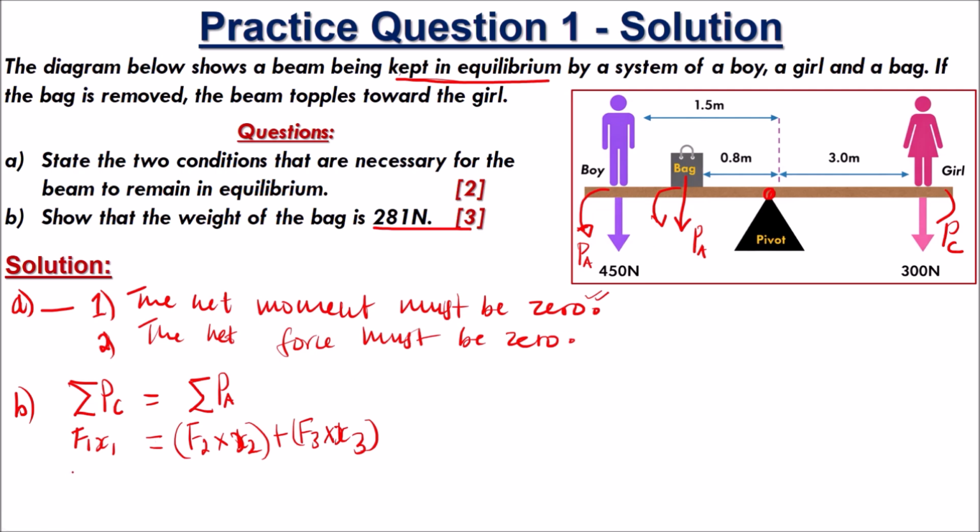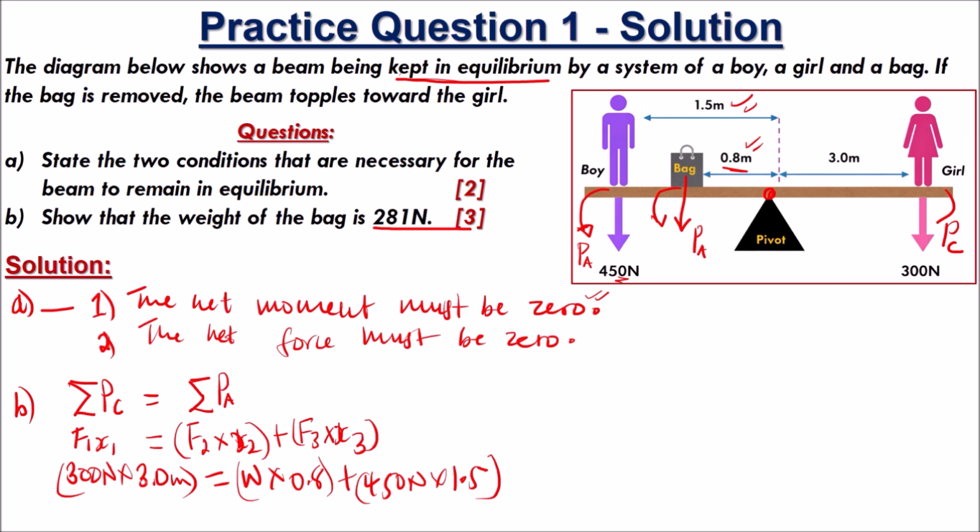This being done, the next thing is substitution. Force 1, distance 1 clockwise is 300 for the girl. 300 newtons times her distance, which is 3.0 meters, is equal to, for the anti-clockwise moments, the weight of the bag times its distance from the pivot, 0.8, plus the weight of the boy, which is 450 newtons, times his distance from the pivot, 1.5.